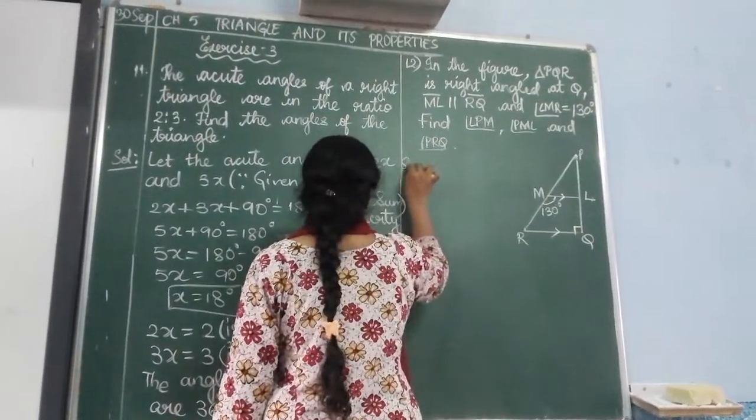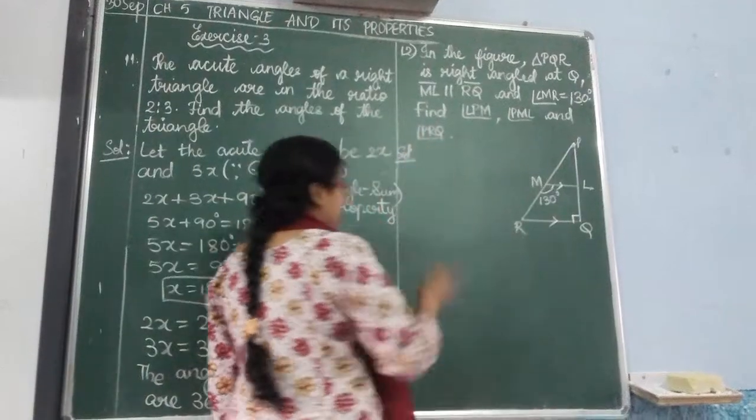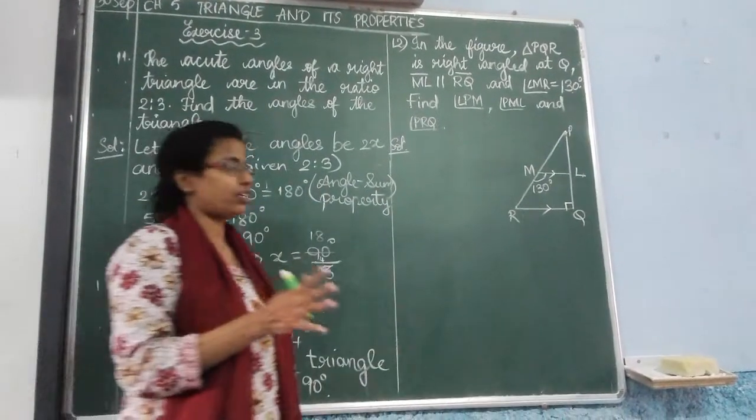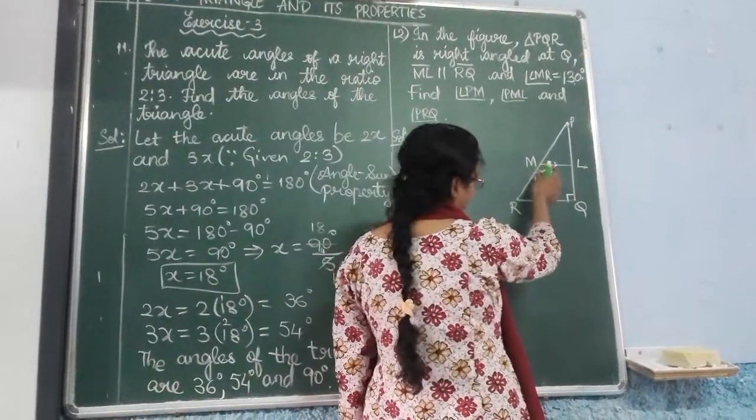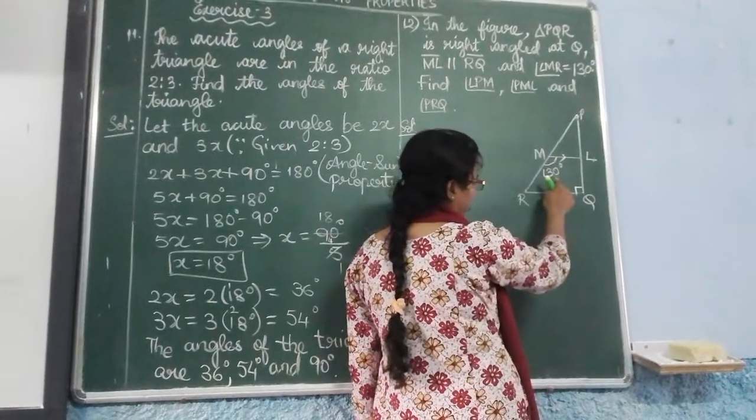So let us start the solution. Let us observe what is given in the question. First part, you know that this angle is 130 degrees.